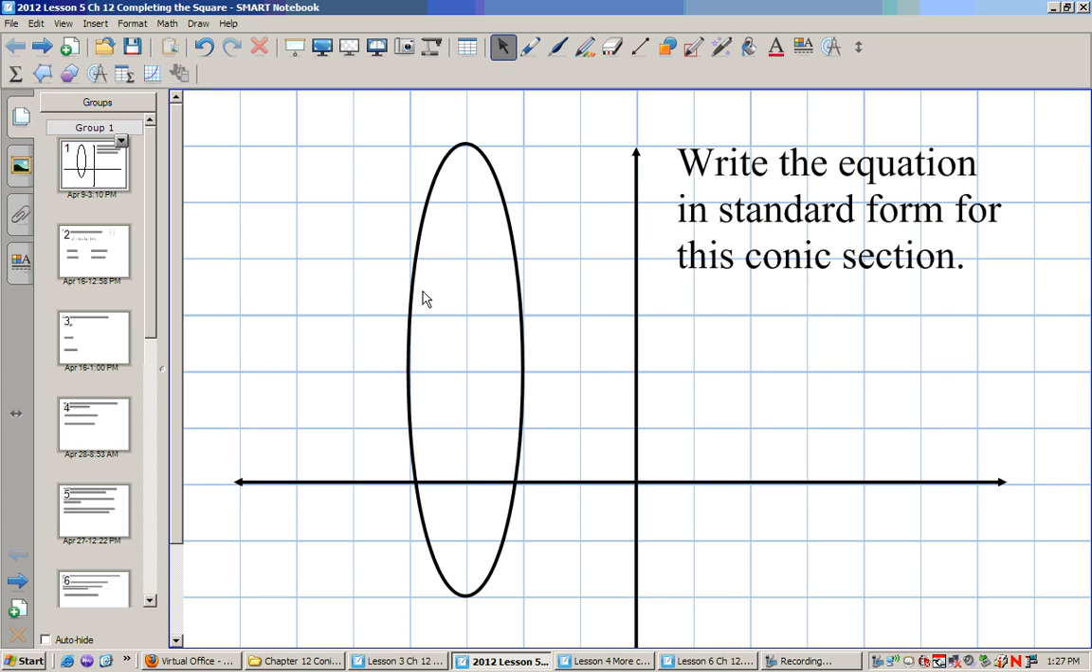Hello, welcome to the fifth day of this chapter. Today we're going to be completing the square with ellipses, circles, and hyperbola.